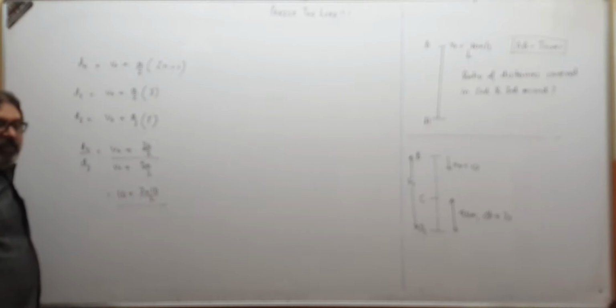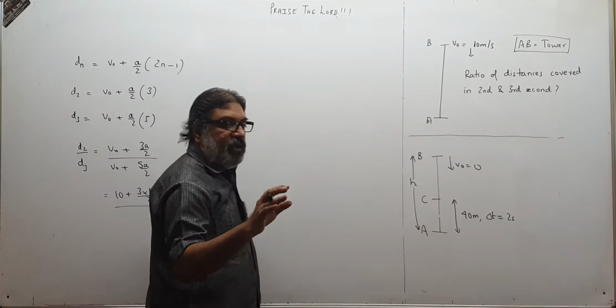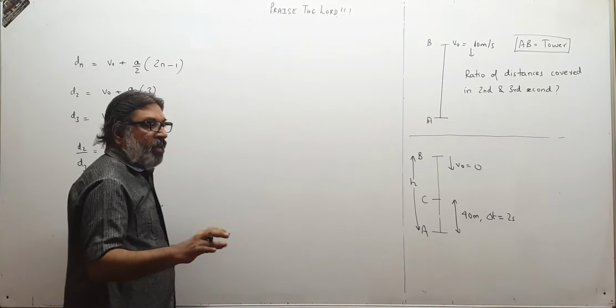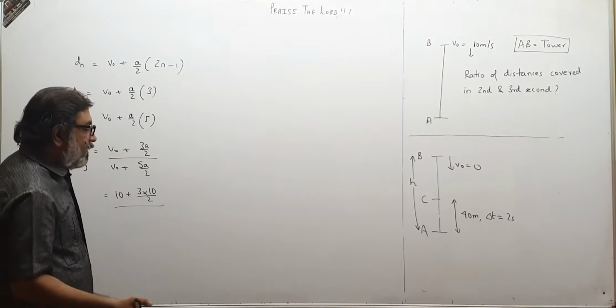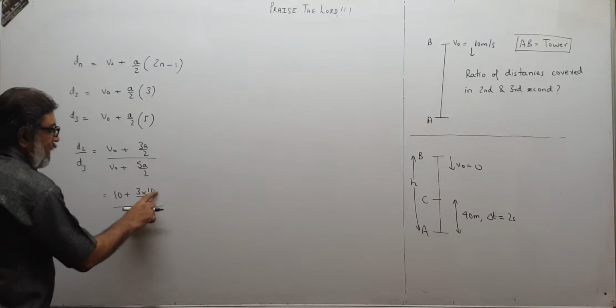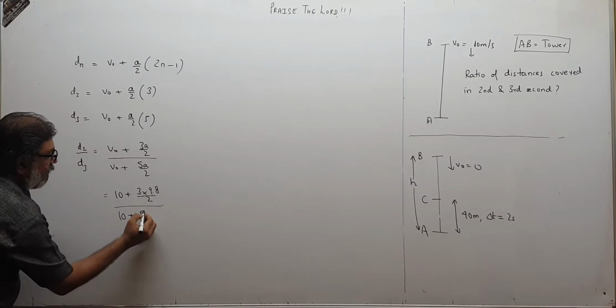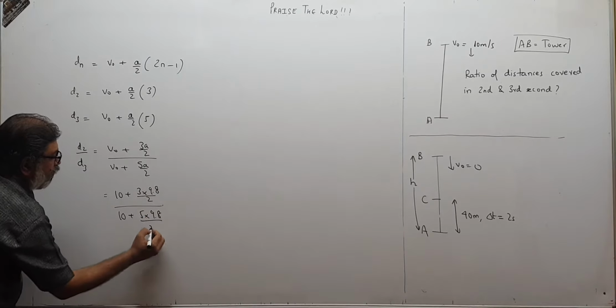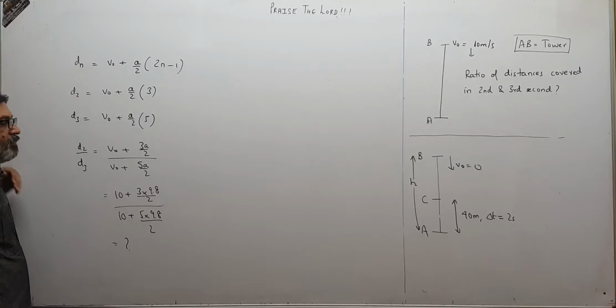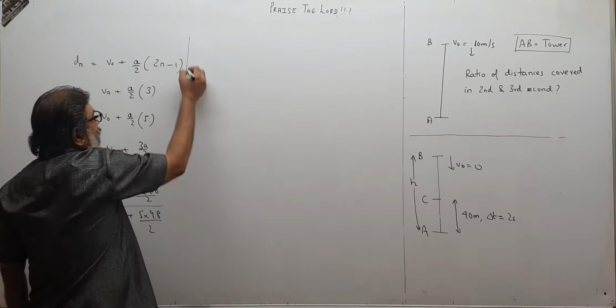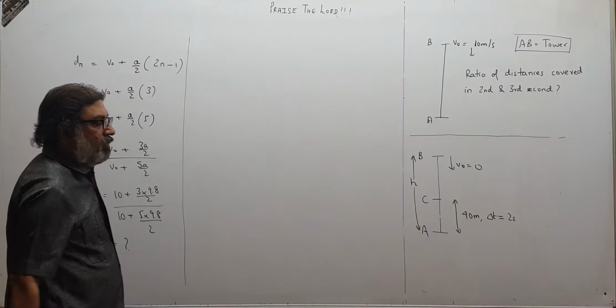If the acceleration is gravity, if nothing is mentioned in the question, then you should take gravity as 9.8. If it is given, take g as 10, then only you can take g as 10. So let us take 9.8 because nothing was said about g. And 10 plus 5 into 9.8 upon 2. You will get the ratio. So easy. Then the next one is there.